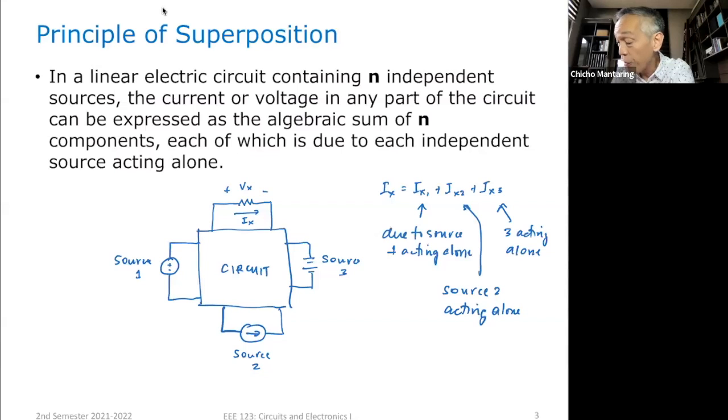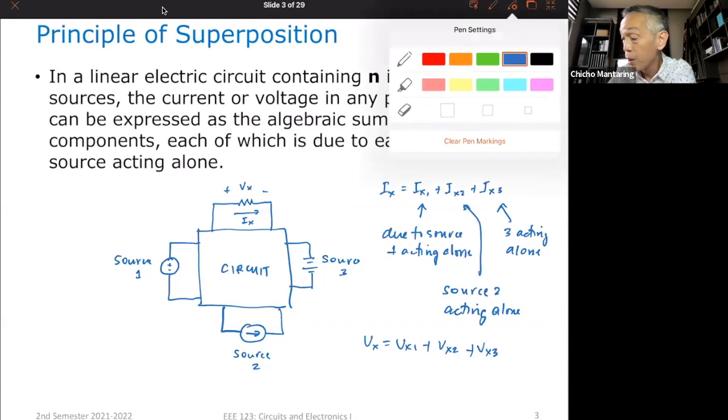And it's the same with V of X. V of X is the voltage with source 1 acting alone plus the voltage with source 2 acting alone plus the voltage with source 3 acting alone. That is the principle of superposition.